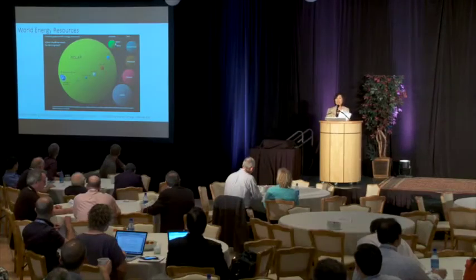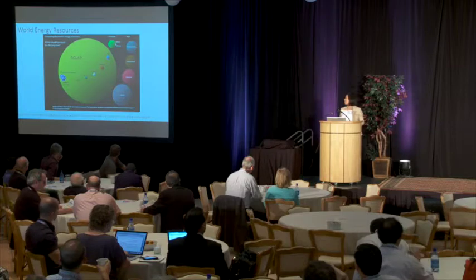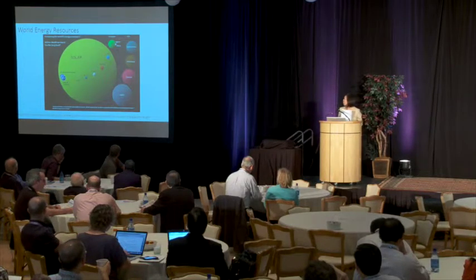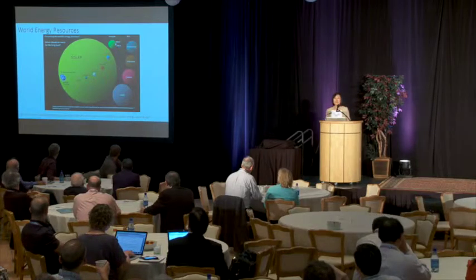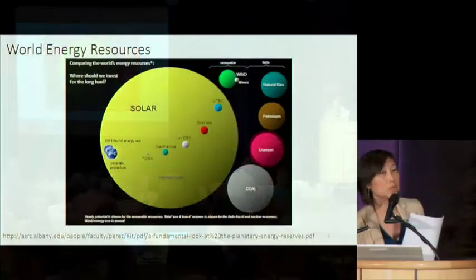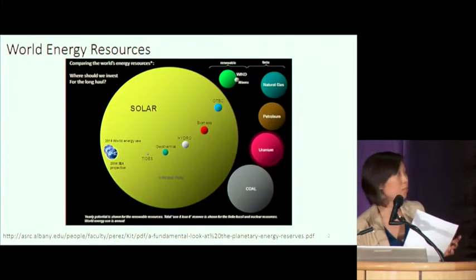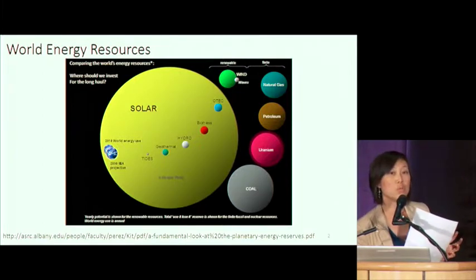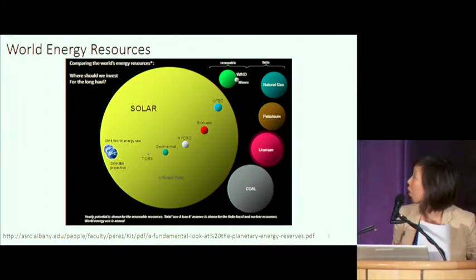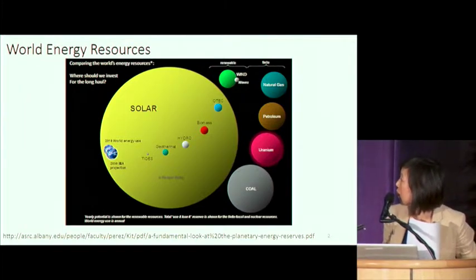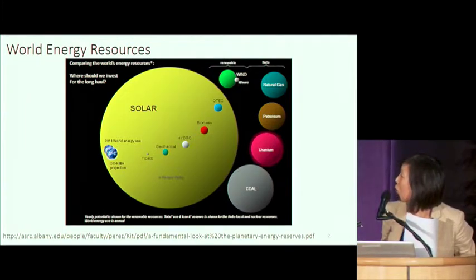This one really shows the energy resources in a circle pie chart. On the far right-hand side are the fossil fuels, and the size of each circle shows the known reserve for each fossil fuel. For example, on the top, we have natural gas, petroleum, uranium, and coal.